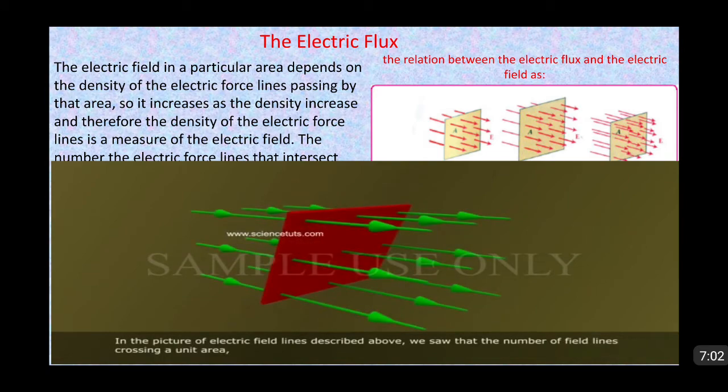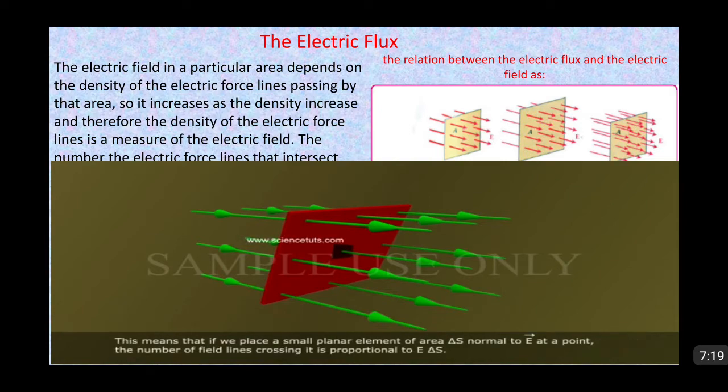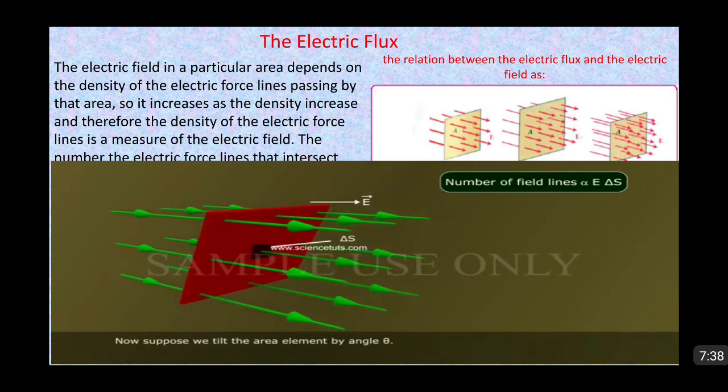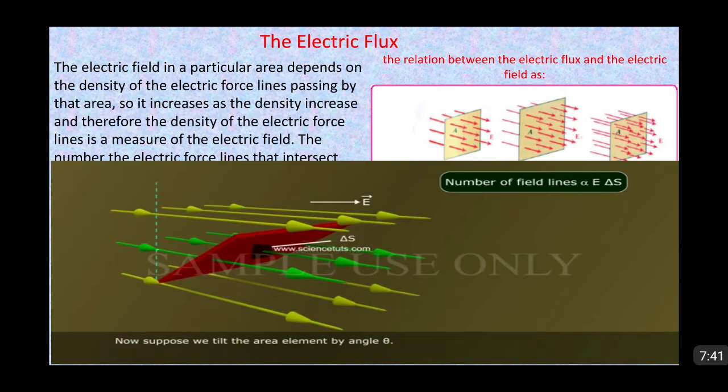In the picture of electric field lines described above, we saw that the number of field lines crossing a unit area placed normal to the field at a point is a measure of the strength of electric field at that point. This means that if we place a small planar element of area delta S normal to E bar at a point, the number of field lines crossing it is proportional to E delta S. Now suppose we tilt the area element by angle theta.